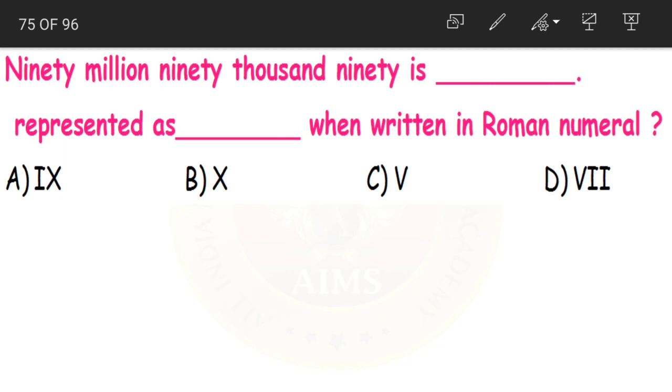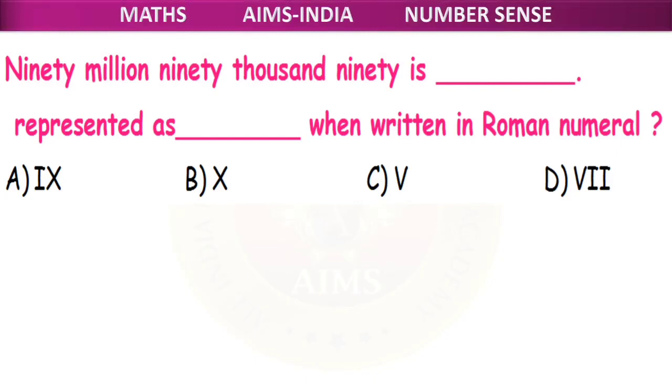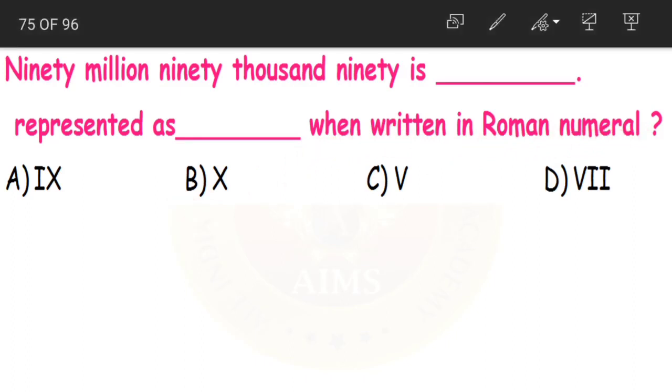Next, 90,099,090 is dash. Represented as dash when written in Roman numeral. What is this? 90,090,090 is dash. Represented as dash when written in Roman numeral. I think the question is wrong here, right children? Yes.